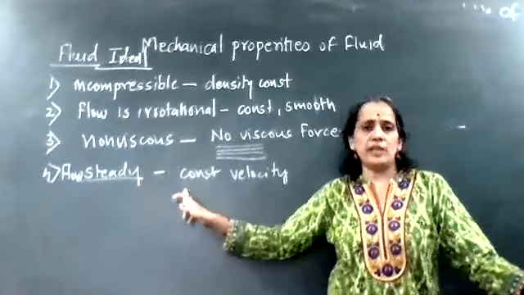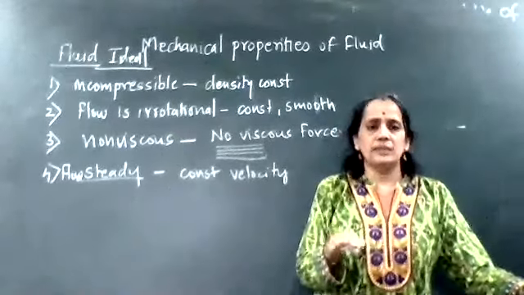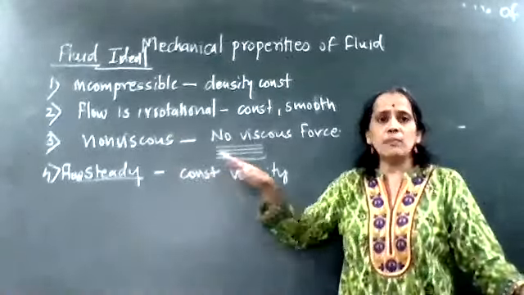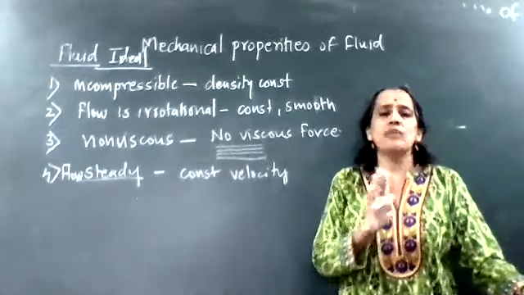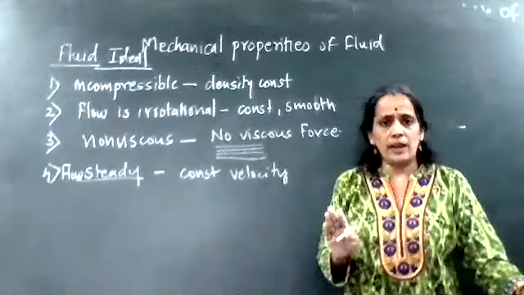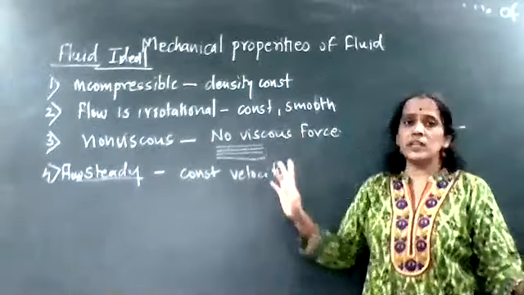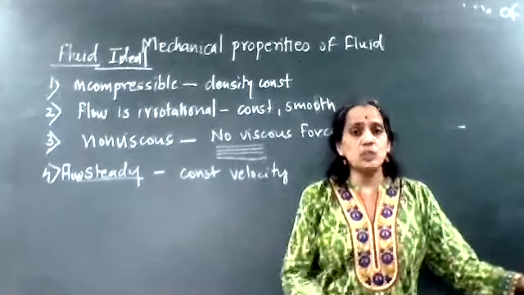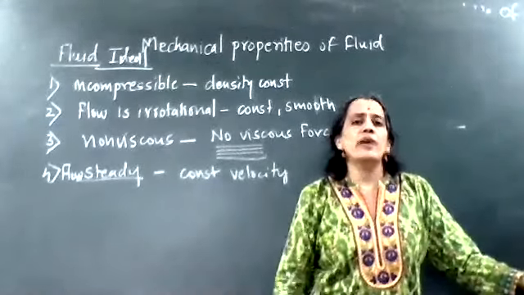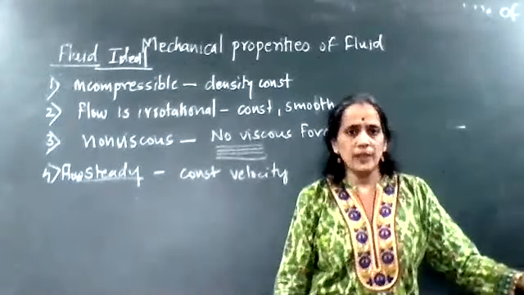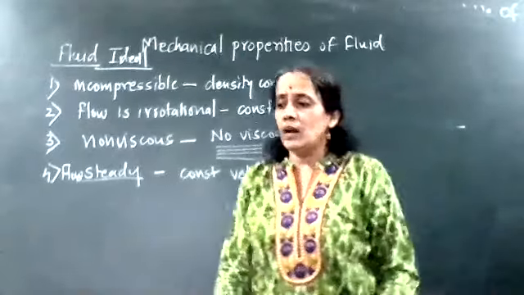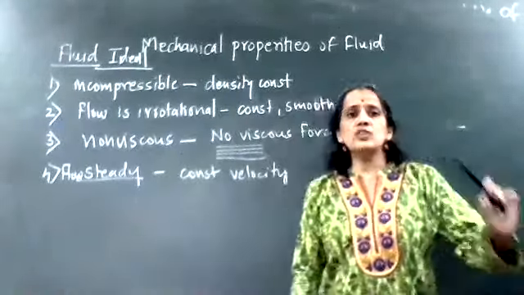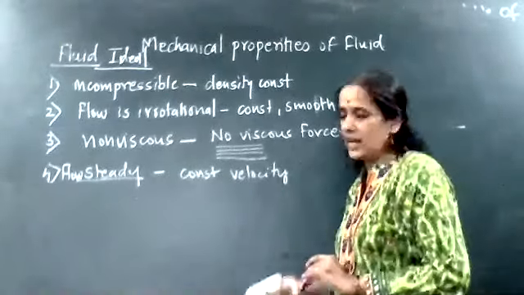The fourth property is that the flow is steady. The flow is steady means what? The fluid will be moving with a constant velocity. Right? So these are the four properties of an ideal fluid. You have to remember them for MCQ questions or very short answers. Clear? Now we are going to consider the basic difference between solid, liquid and gas.